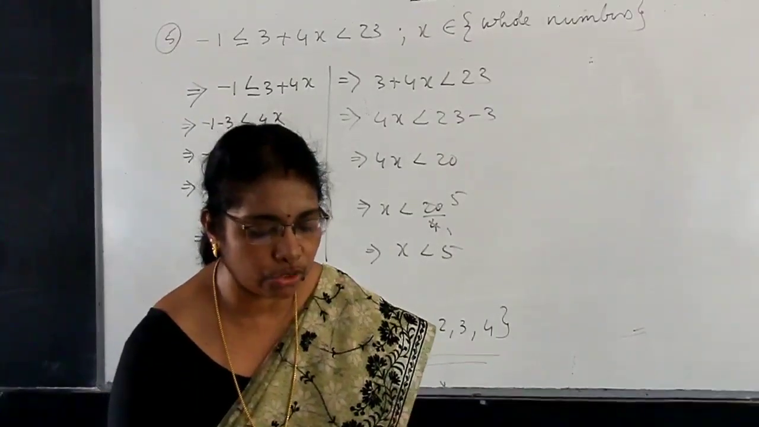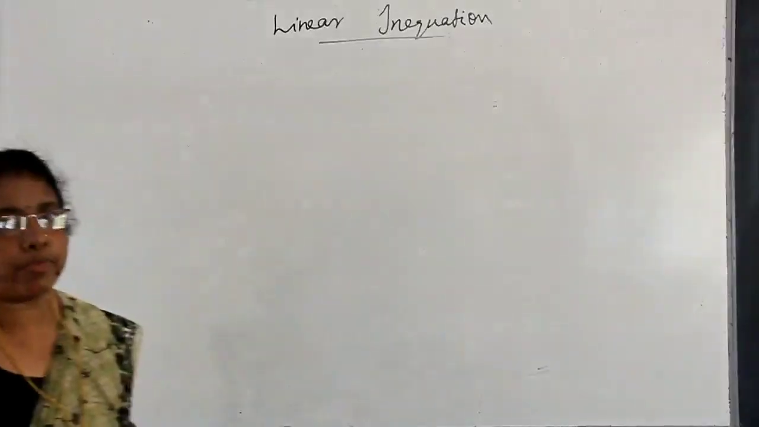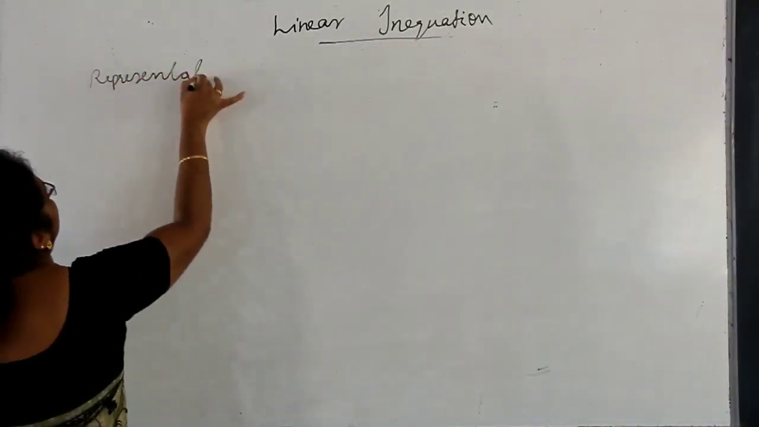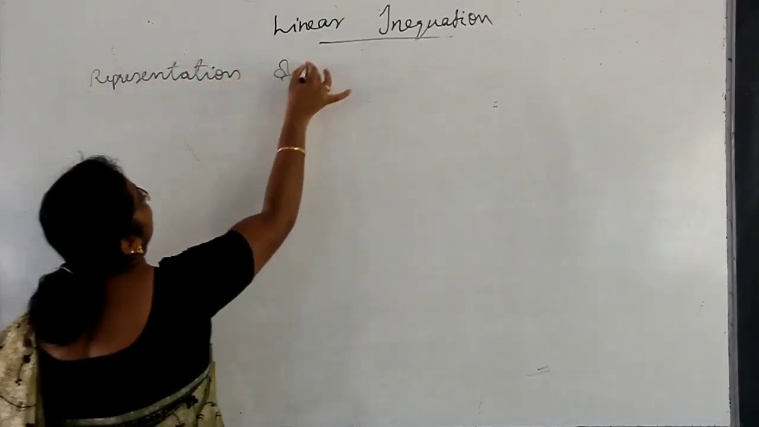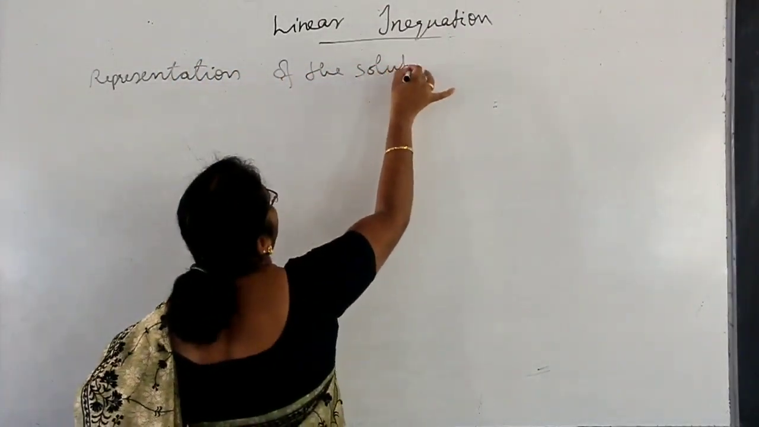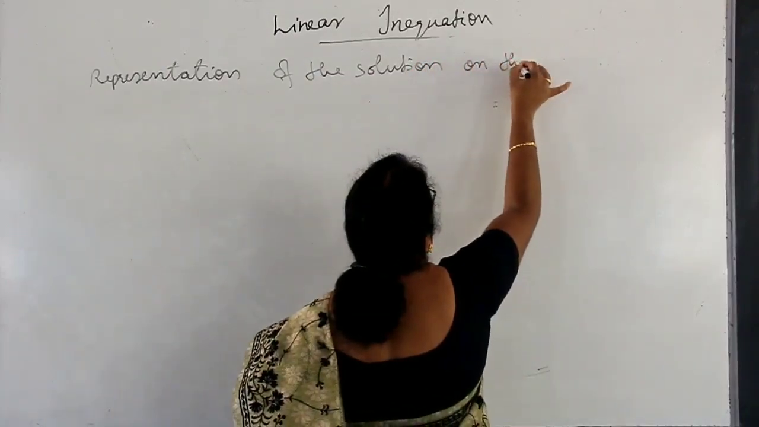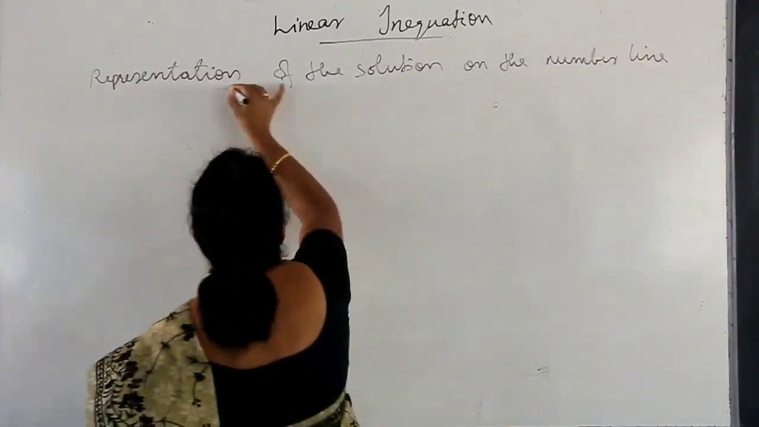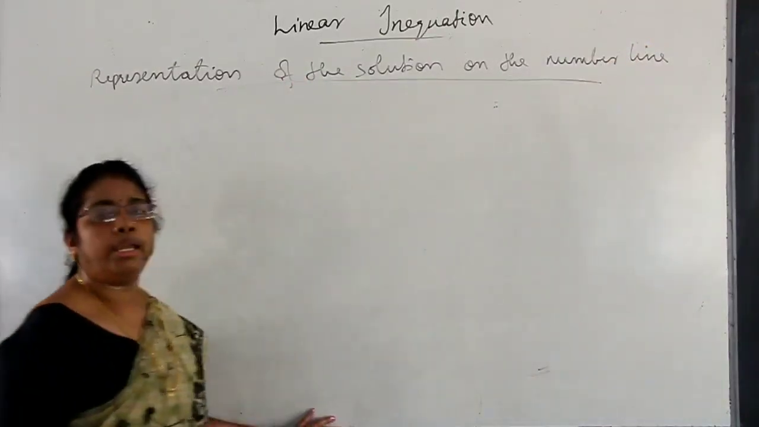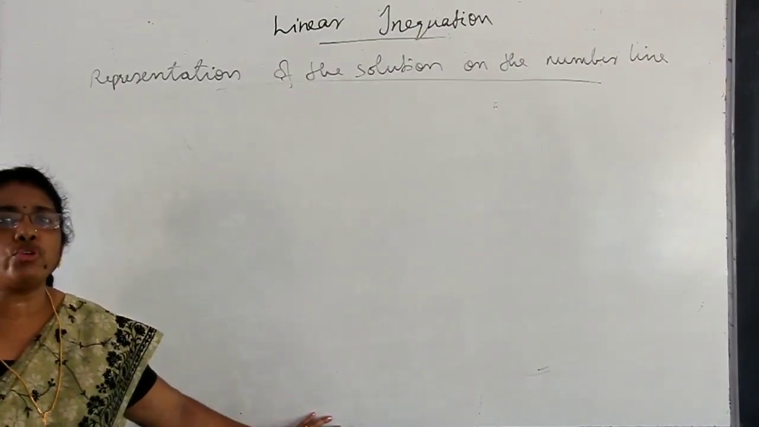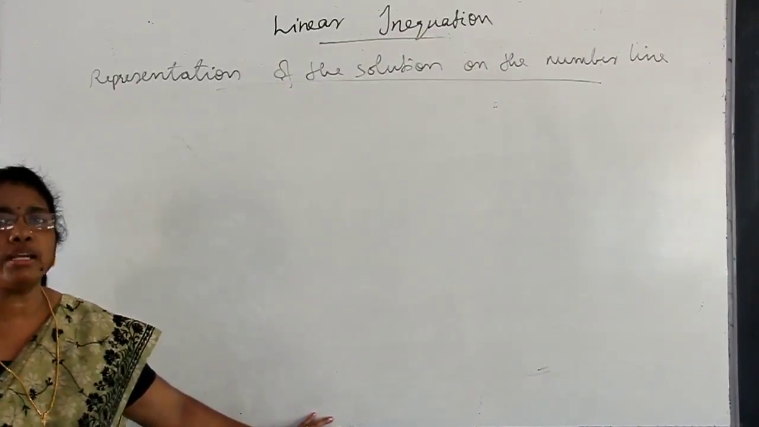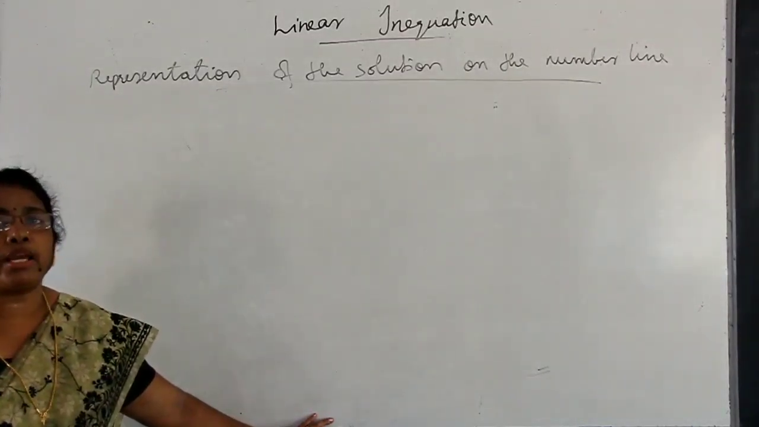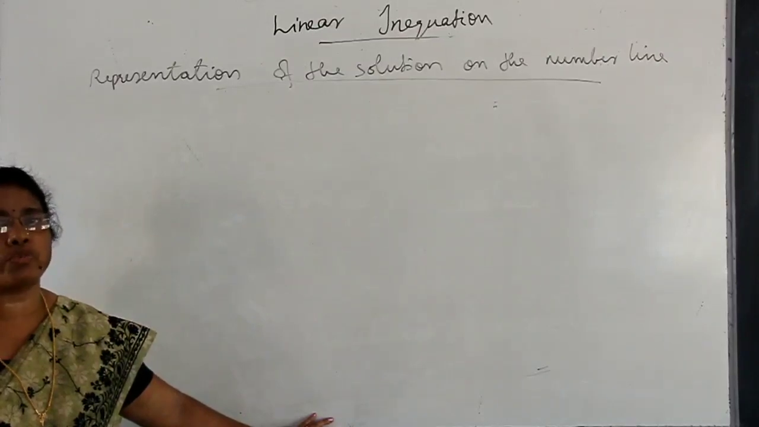Next, representation of the solution on the number line. A real number line can be used to represent the solution of the given inequation. What is a real number line? It is the normal number line. When you draw the real number line, you should use a scale and pencil, don't use a pen.